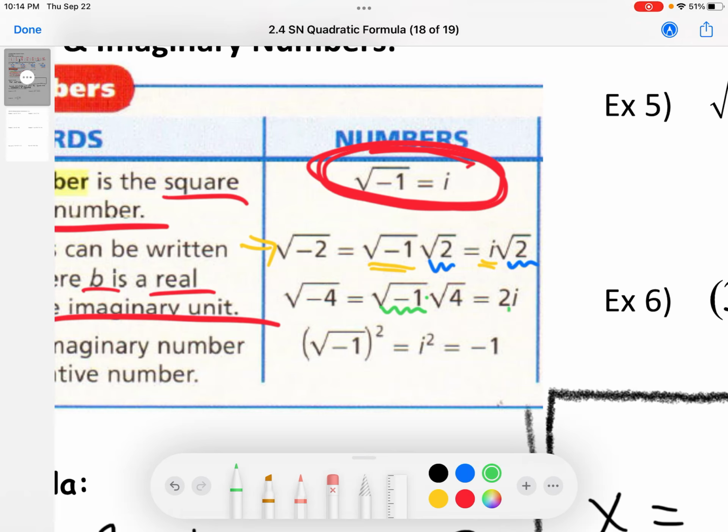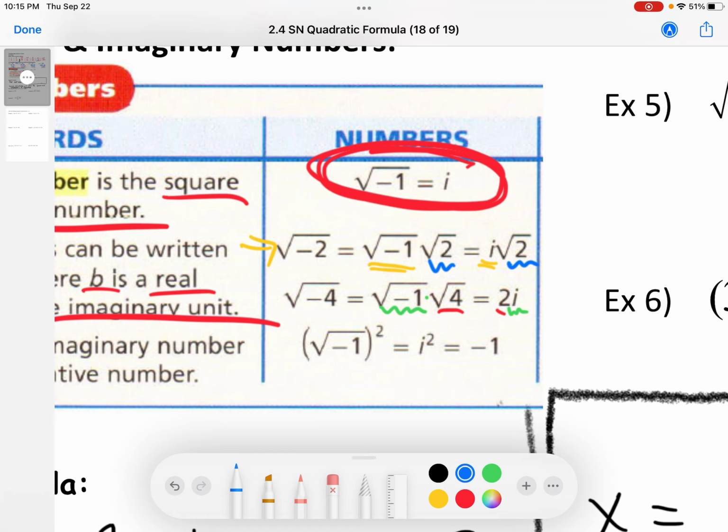Well, the square root of 4 is 2, and that i is the square root of -1. Now, a very unique fact that we'll use a lot: if we take the square root of any number and we square it, we get what was under the radical.